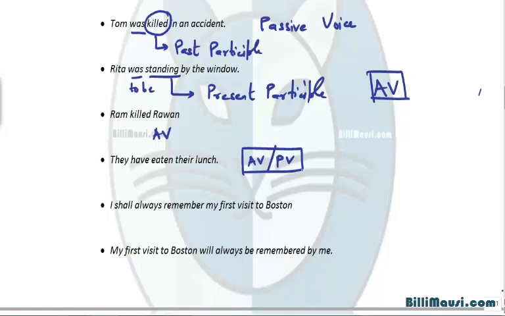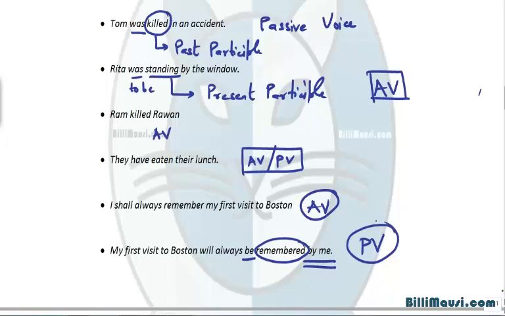I shall always remember my first visit to Boston. Sentence next to it: my first visit to Boston will always be remembered by me. So which one do you think is very straightforward and easy to understand? In my opinion, it is the first one, and hence you can also see why active voice is preferred. In the second sentence, you can see it has the be form and remembered, followed by me. So this is the passive voice, and the first one is the active voice. Clearly the first sentence is more direct, bold and concise, and thus is much preferable to the second one.